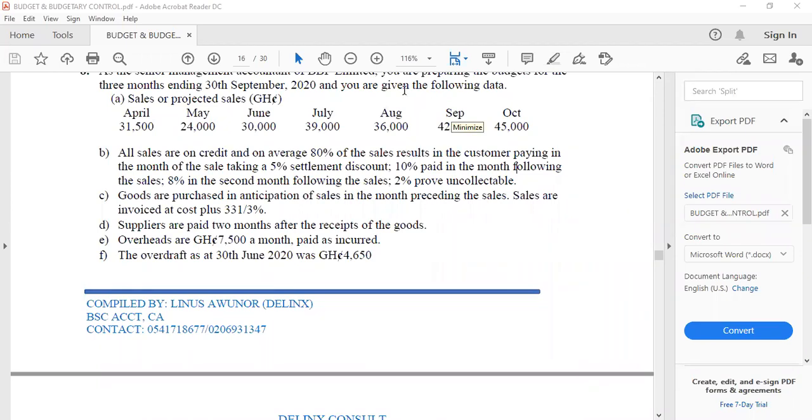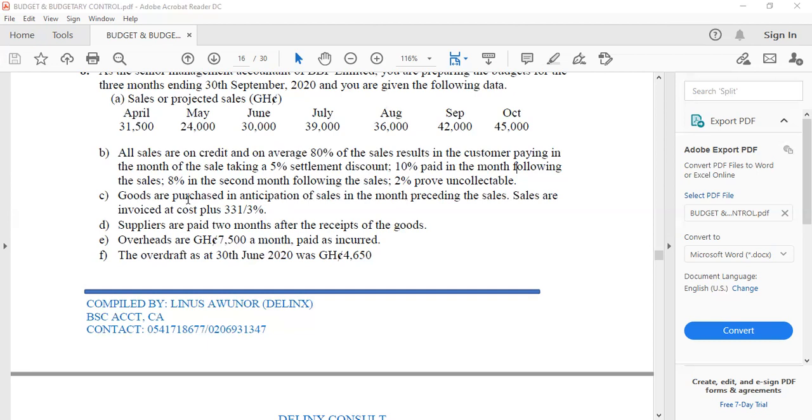Yes, sir. Okay. We are not given purchases, but we are given information on how to calculate the purchases, isn't it? We are not given any information on closing stock or opening stock. So we assume that our purchases are the same as the cost of sales. So cost of purchases is what we are selling. But how do we calculate cost of sales? It's sales minus gross profit, isn't it?